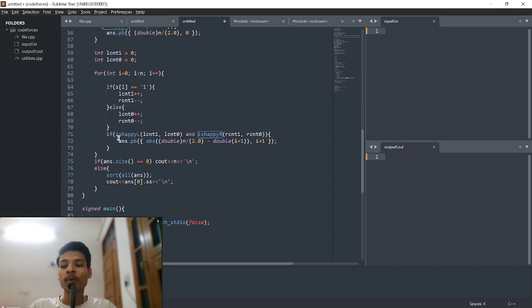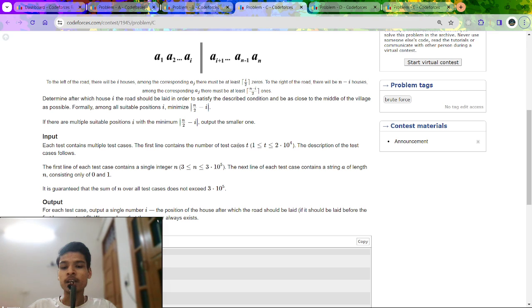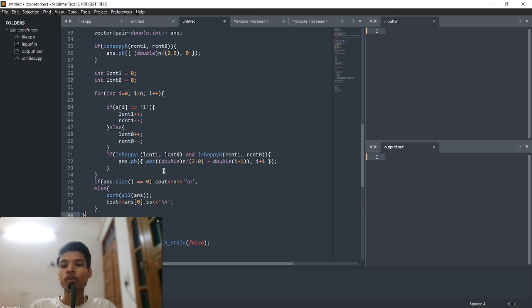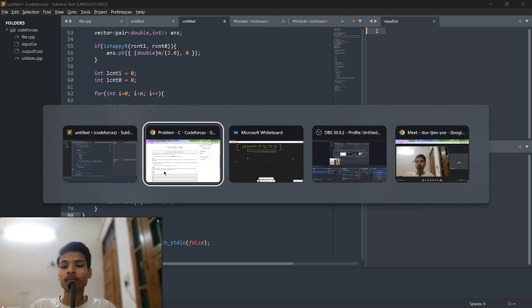So if both of the conditions are satisfied, then I will simply push the n by 2 minus i comma index in my answer and simply sort the final answer at the end. After sorting, I will get the minimum value of n by 2 minus i at the zeroth index, and simply print the index of that part. For example, the answer here is second. So that's how you can solve the problem with this approach also.